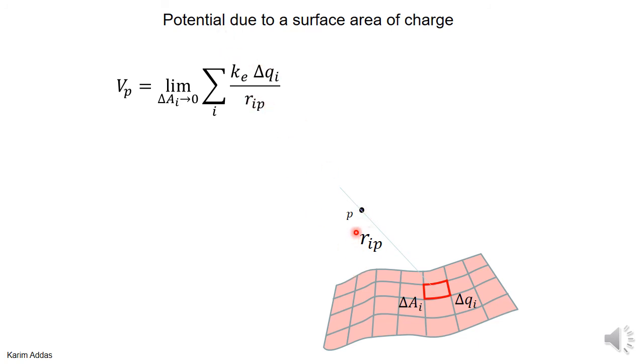Then you sum for all the elements from the first element to the last element, and there are an infinite number of elements. We let the area size of each element of area go to 0. This limit of sums can be written as an integral. We get this result. It's exactly the same as before, but instead of dq being lambda dl, it's sigma dA.